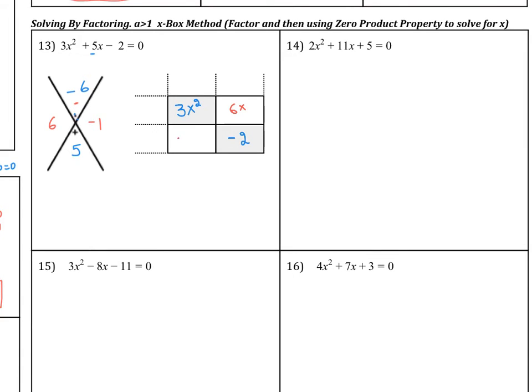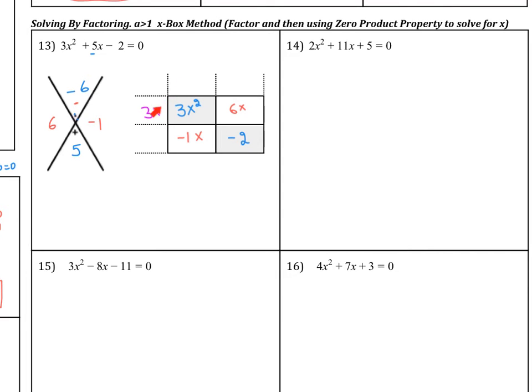The other two places will be filled in any order, 6x and negative 1x. Now look at the first row. In this one, you're going to find the GCF, or the greatest common factor, for the first row. So this is 3x squared, this is 6x. So the greatest common factor is going to be 3x. So remember, 3x divides this number as well as this number. Now on the top, you're going to choose a number.